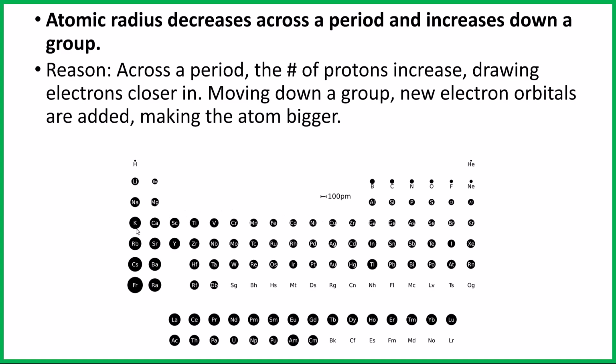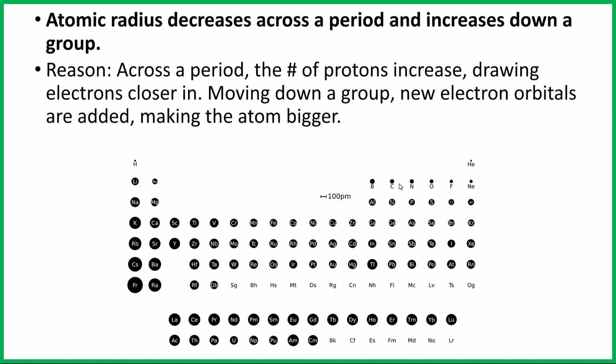So these atoms over here have fewer protons and they don't draw those electrons in as tightly, and these have more protons and are able to draw in those electrons a little bit more strongly.